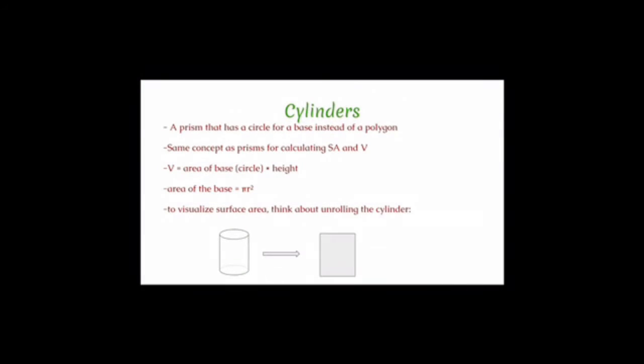Okay, cool. Cylinders are prisms that have circles for bases instead of polygons. It's the same concept as prisms for calculating surface area and volume. Volume is the area of the base of the circle times height, and the area of the base of the circle is pi r squared. And to visualize surface area, you can think about unrolling the cylinder, because if it were to unroll, it would unroll into a perfect rectangle or square, and then you can find the area of the rectangle or square, length by width, and then to find total surface area, you would add that to the area of the two circles on the tops and bottoms.